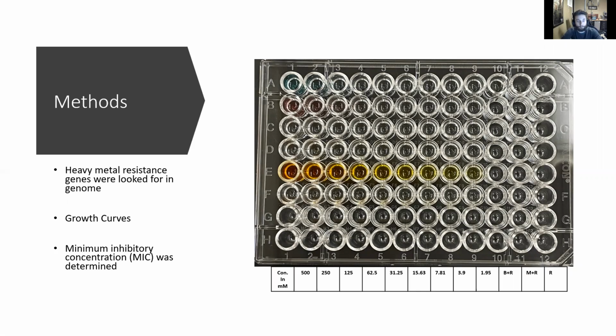The minimum inhibitory concentration was then determined of these metals. Minimum inhibitory concentration is defined as the lowest concentration of the metal that completely inhibits growth of the isolate.